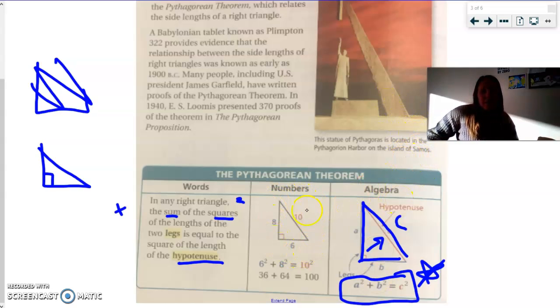They also then show an example of that. Well, if I took 6 squared plus 8 squared, 6 squared is 36, 8 squared is 64. Well, 36 plus 64 does equal 100, which is 10 squared. So that's how they could figure out the different sides of this triangle.